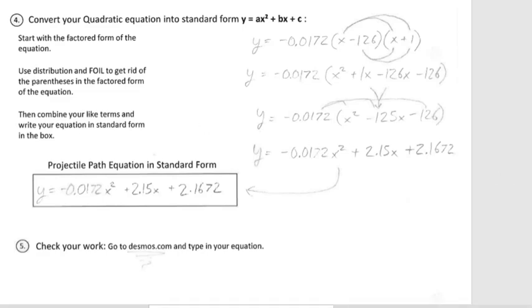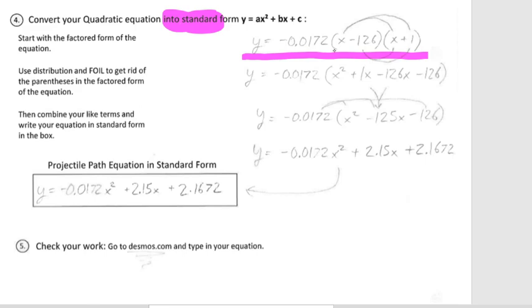So you should have copied this equation from the front side, and that is our factored form. We want to turn it into standard form. And so this is what we've been practicing on our daily questions.